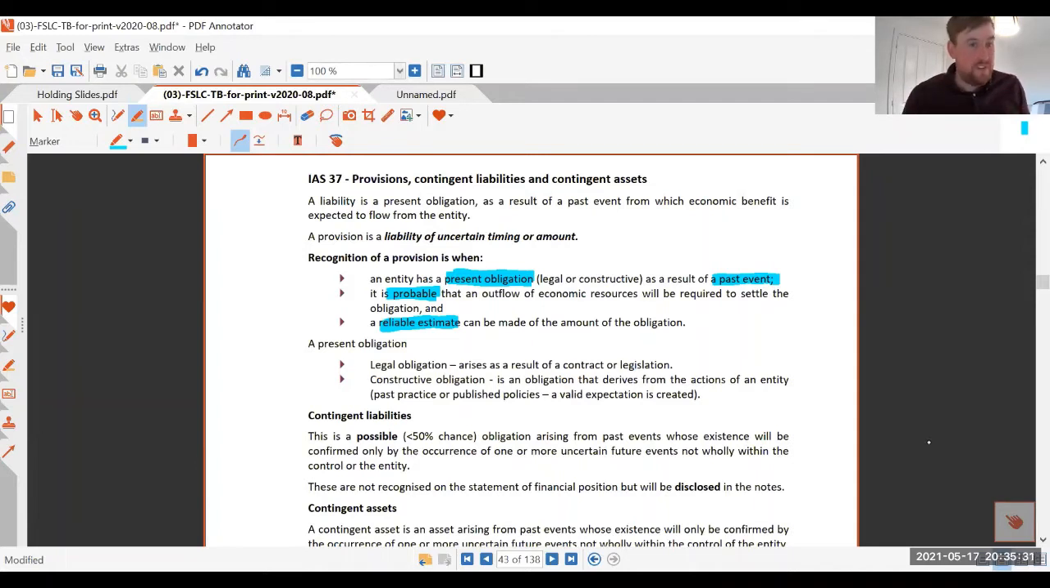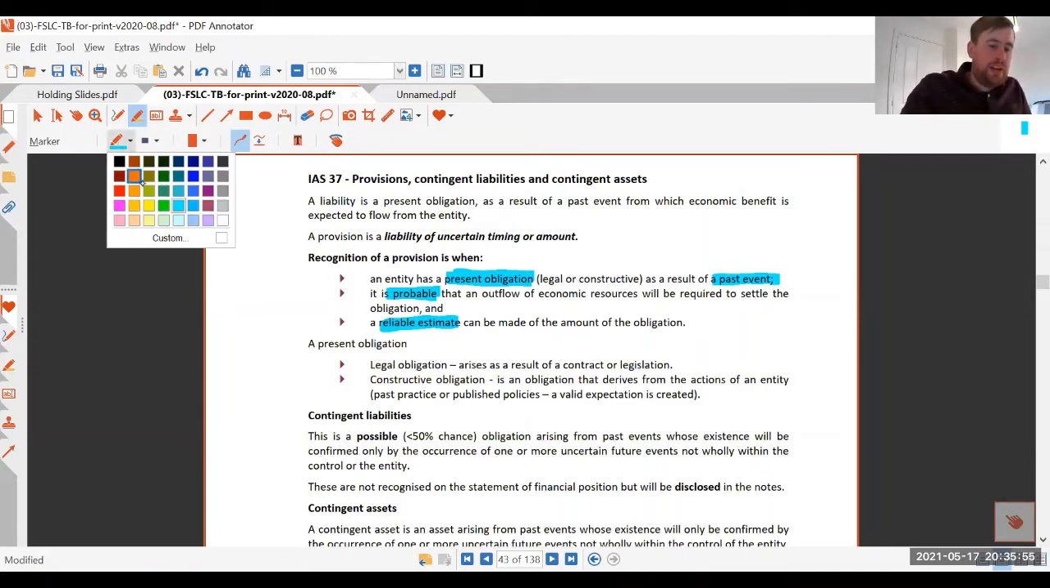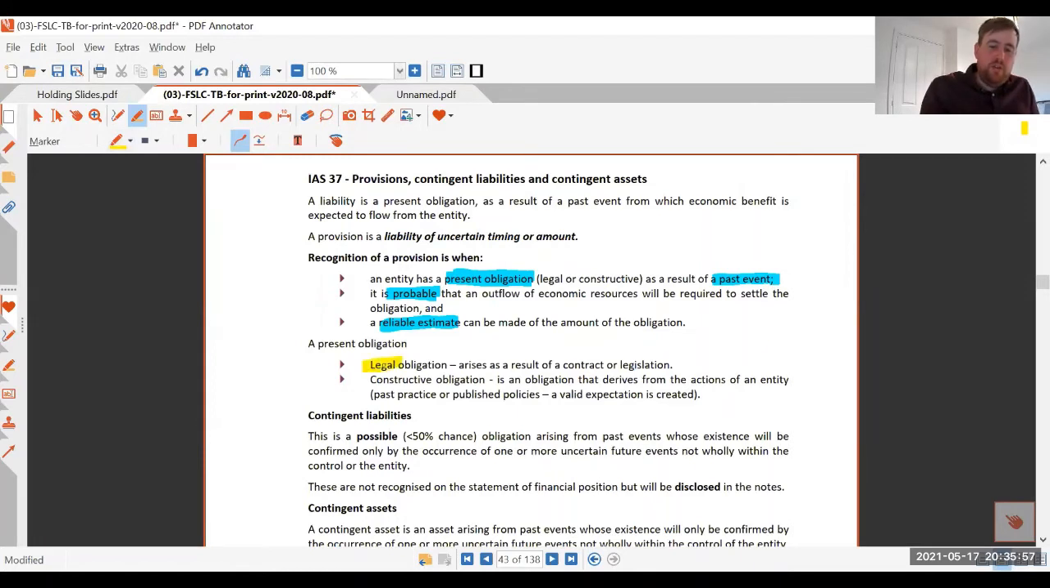For it to classify as a provision and provide a number in a set of accounts, you need to be able to have a number. You need to be able to estimate it in some way. So if you can't do that reliably, you shouldn't be bringing it in. Okay, so those are your three main rules when it comes to provisions. Okay. It says about obligations, there are two main types of obligation. The most common, the most straightforward at least, is a legal obligation here. You've got some kind of contract that is forcing you to make this payment in the future as a result of this past event.